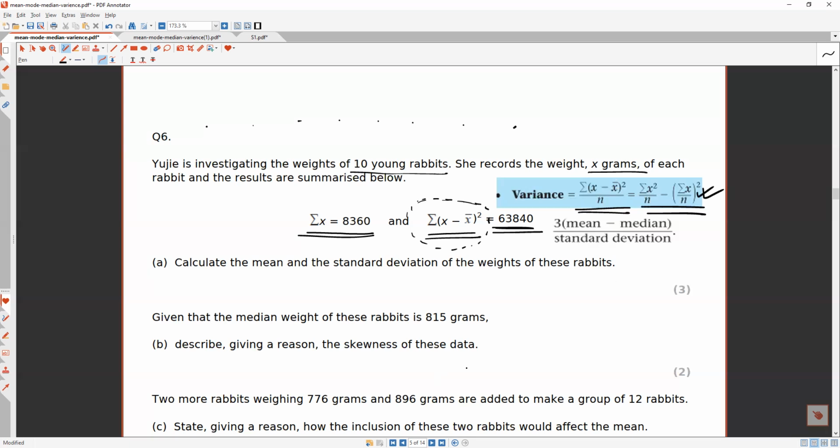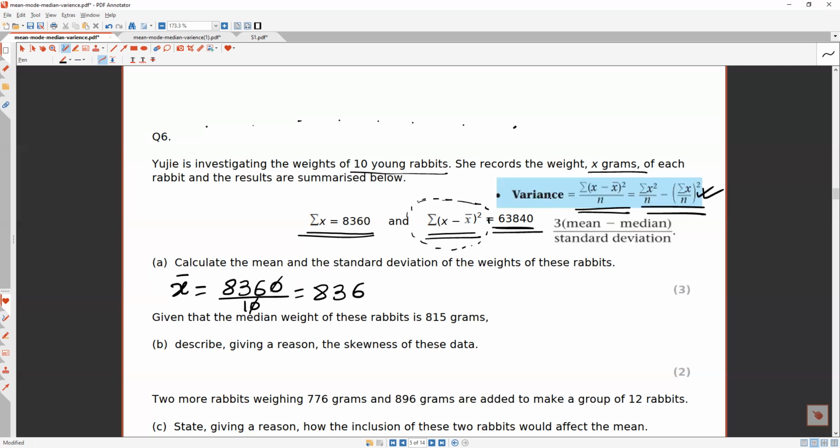Okay, so when I use it, what they said, calculate the mean and the standard deviation. So sigma x is given to us. Mean is very easy for us to find. Mean is found by 8360 divided by 10. Yeah, 836. You guys got 836 as your mean?